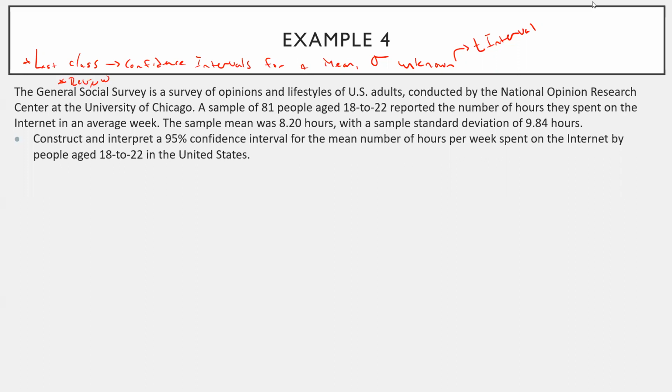Anyways, a sample of 81 people. Let me just tell you what you're given. You're given n is equal to 81, aged 18 to 22, reported the number of hours they spent on the internet in an average week. So, how many hours did you spend on the internet? The sample mean, X bar, they said they only spent 8.20 hours on average.